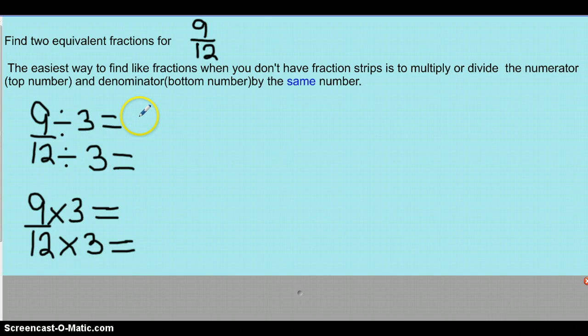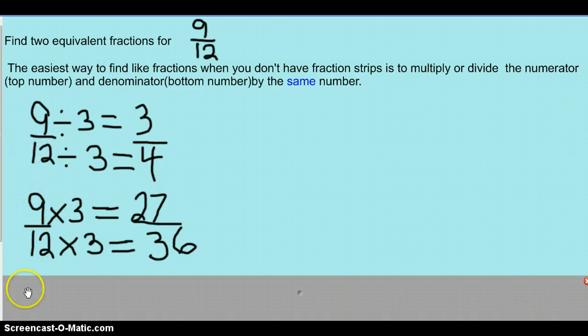Now I'm going to go ahead and start to do them. 9 divided by 3 is 3. 12 divided by 3 is 4. So I have 3/4 is an equivalent fraction of 9/12. Now I'm going to multiply, and I got 9 times 3, which is 27, and 12 times 3, which is 36. So I have 27/36. So these are two equivalent fractions for 9/12. Did you get the same?